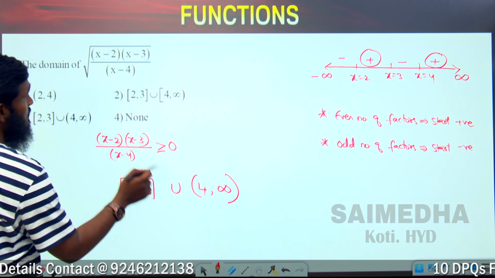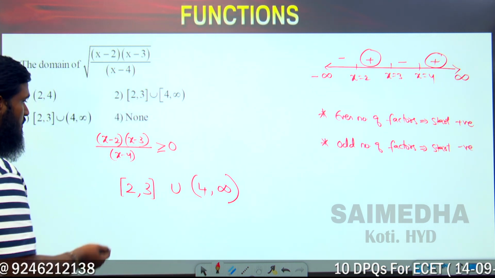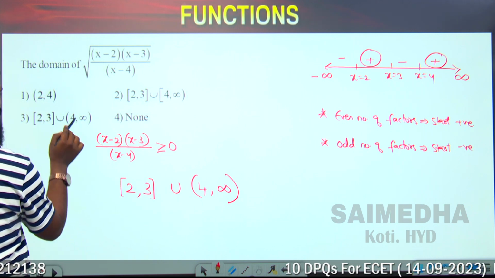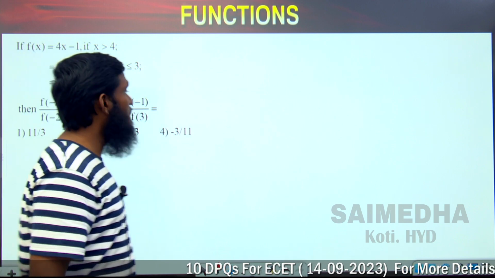So what can we write as the answer? The second and third options are similar, so don't make any mistake in the brackets. 2 comma 3 union 4 comma infinity means the third option is correct. Now let us go for the next question.